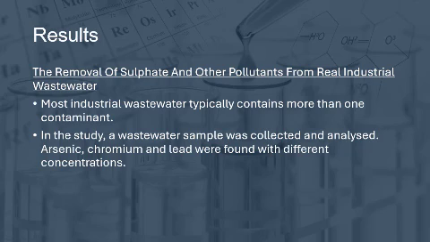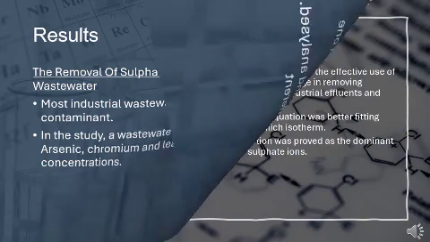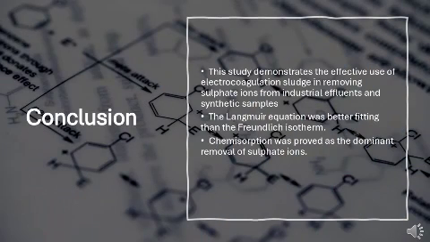In the final analysis, this study demonstrates the effective use of electrocoagulation sludge in removing sulfate ions from industrial effluents and synthetic samples. About 95% of sulfates at low pH were successfully removed using the sludge. The Langmuir equation was a better fit than the Freundlich isotherm. Chemisorption was proved as the dominant removal mechanism of sulfate ions. The sludge can be recycled up to 3 times to eliminate more than 60% of the sulfates.